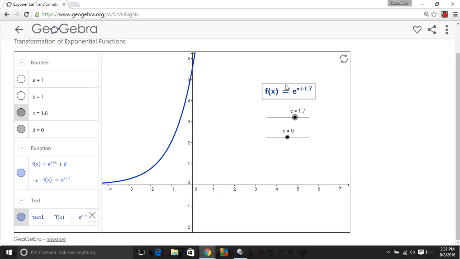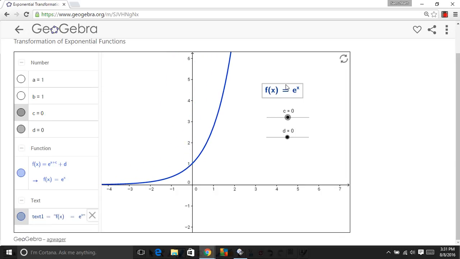Let's go back to the original, which is zero. Here's our original again. Now, notice what's happening when you start subtracting numbers on the exponential.